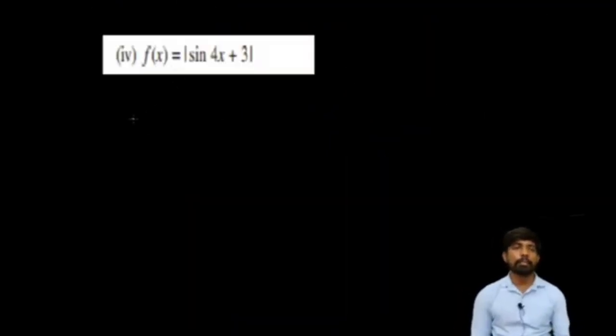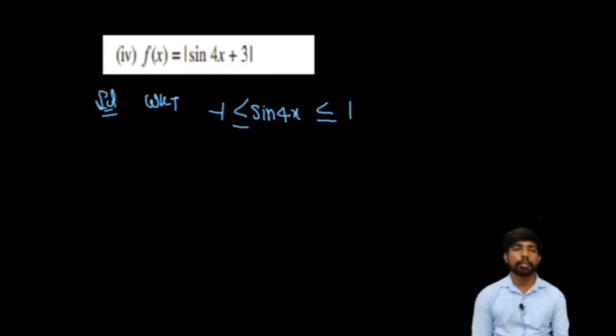Here we have the fourth problem. We know that sine 4x lies from where to where? Minus 1 to plus 1, because the range is minus 1 to plus 1. Now we have in the question the modulus of sine 4x plus 3. Here add 3 on both sides.